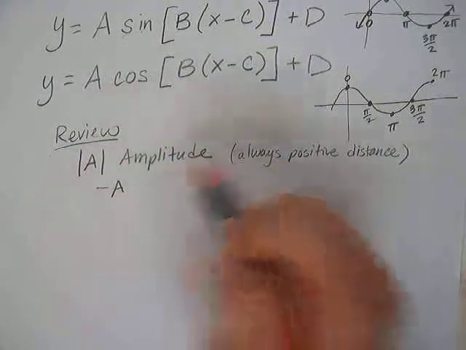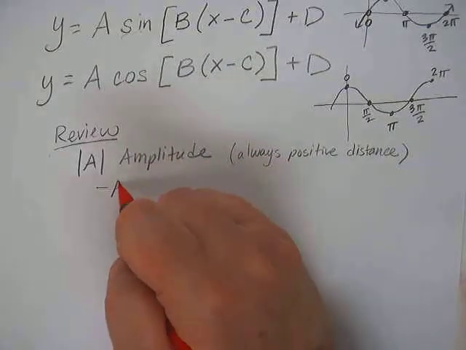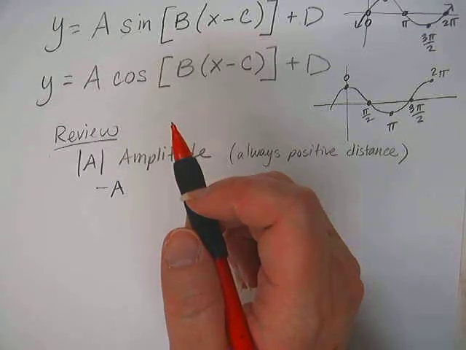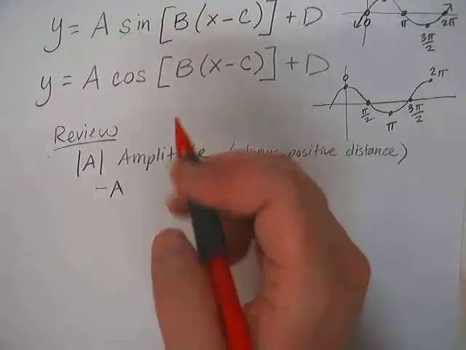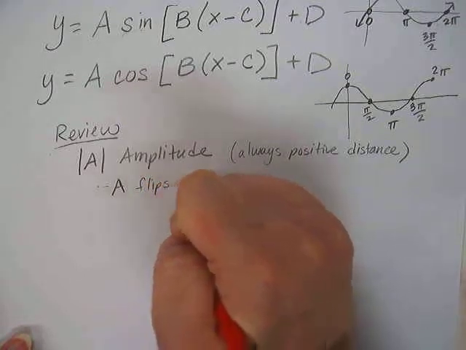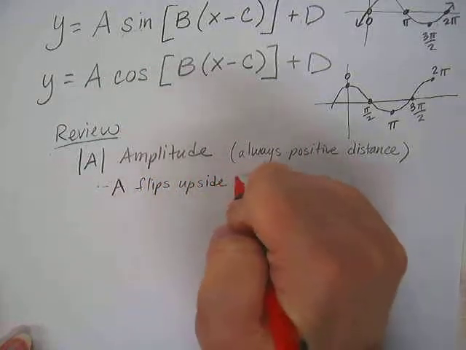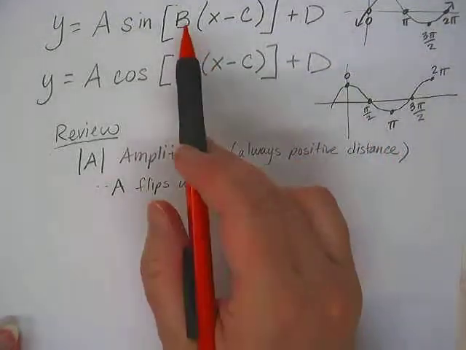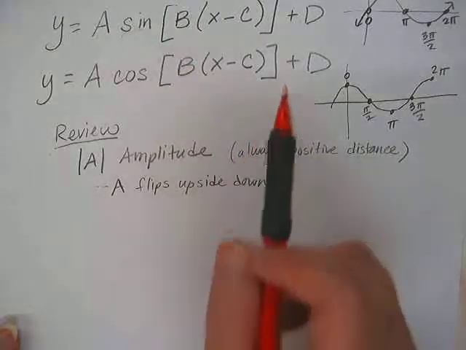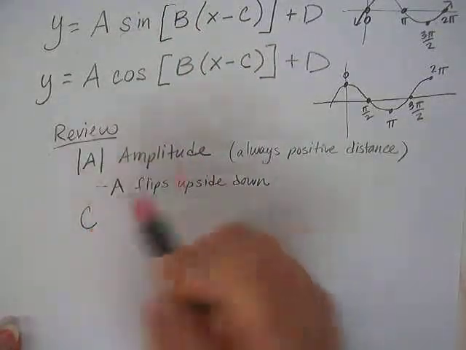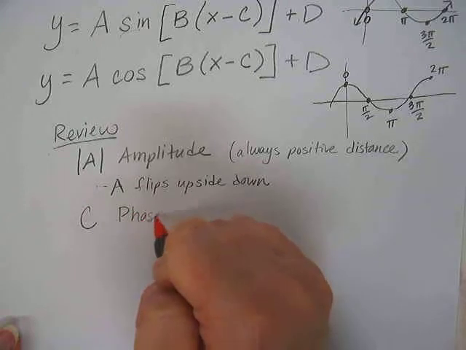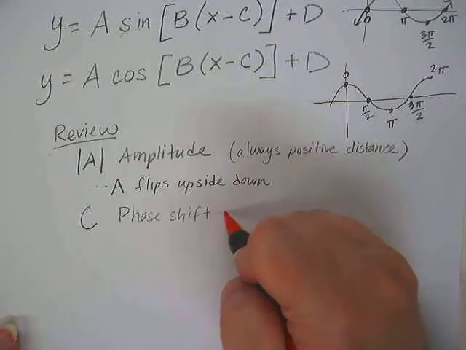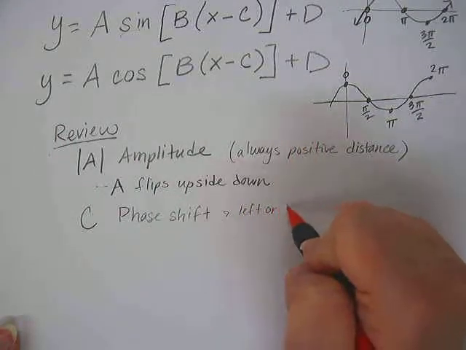Okay. What if there's a negative in front of the A? That is a, what would we call that? Vertical flip? Anyway, flips upside down. That's easiest. Okay. Then we're going to skip B because that's the one we haven't learned yet. C. Good. C is the phase shift. And that one goes left or right, the opposite direction.